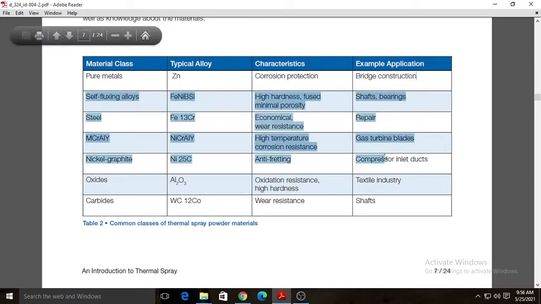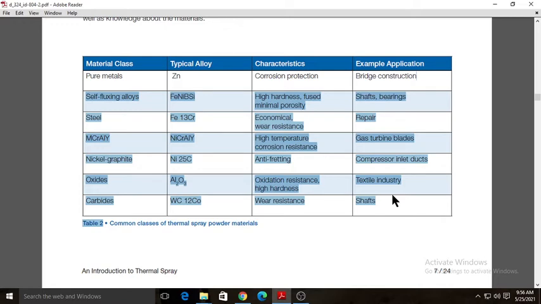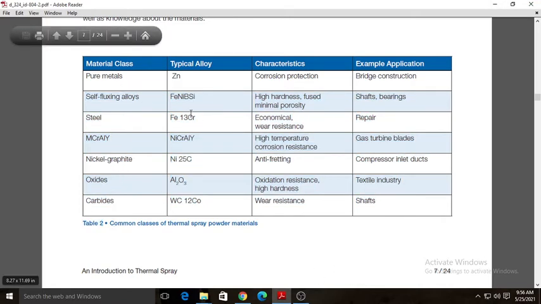So these are the applications. We will see a separate paragraph for this application also. So here are just some material classes, and these are the typical alloys which we are going to use. The characteristics of this coating material can be corrosion protection, then high hardness and minimum porosity, then economical wear resistance, then high temperature corrosion resistance, then anti-fretting, then oxidation resistance, high hardness, wear resistance. So all these should be the desirable characteristics of a coating material.